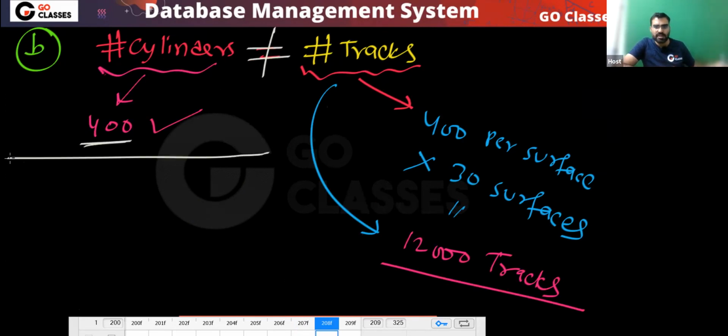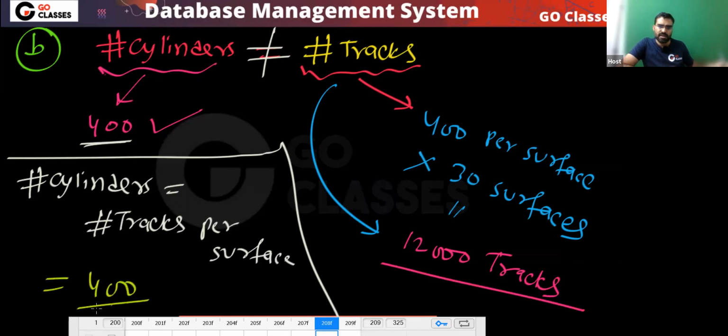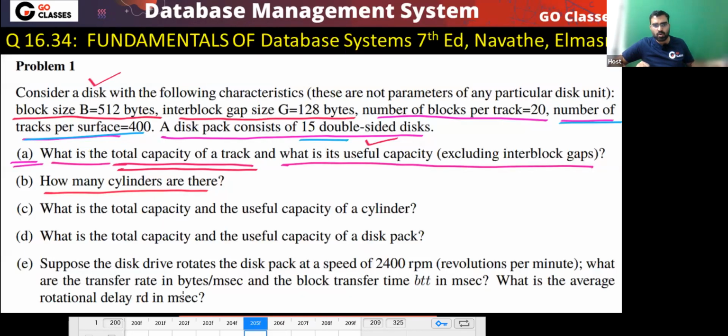And what is the number of cylinders? I told you that the number of cylinders is equal to the number of tracks per surface. On one surface, how many tracks do you have? That is your number of cylinders. So per surface you have 400 tracks. So don't make the mistake that the number of cylinders is equal to the number of tracks. This is not correct. Okay, so this is done.